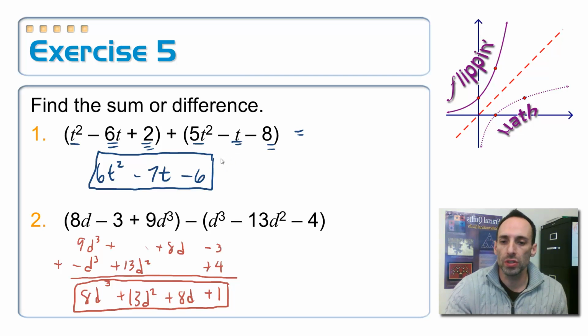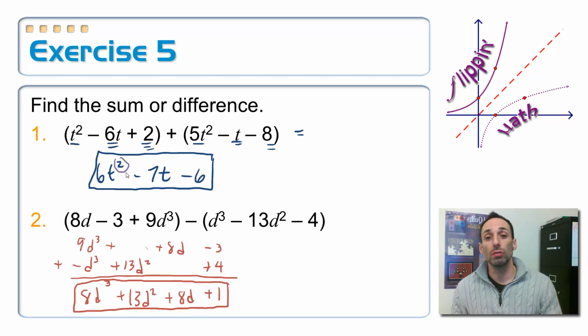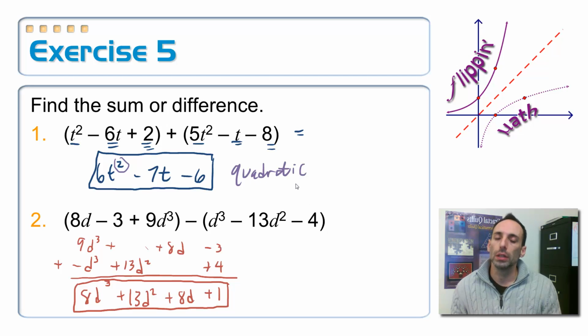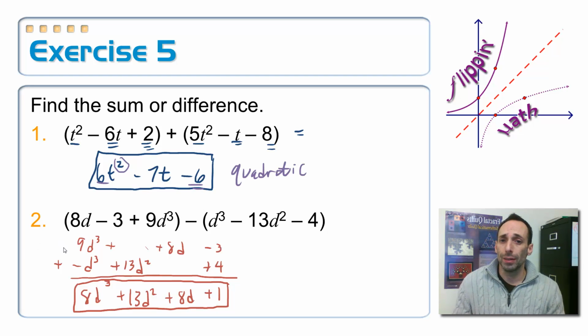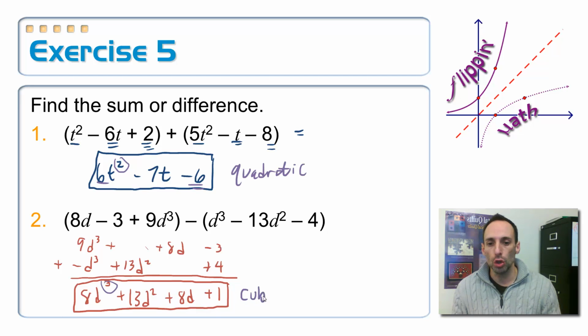And just reviewing some vocabulary here. Highest power, the degree is 2, which means this is quadratic. It is a quadratic polynomial. Its leading coefficient is 6, and its constant term is negative 6. Okay? All right. I decided to do the second one in a vertical format. Whatever. You didn't have to. But I chose to, so I get 8d cubed plus 13d squared plus 8d plus 1. This one, the degree is 3, which makes it a cubic polynomial. Its leading coefficient is 8, and its constant term is a 1.